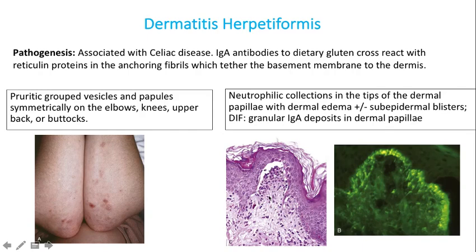So neutrophils in the dermal papillae, often there's associated edema, which can sometimes cause a subepidermal blister. But unlike bullous pemphigoid, these are grouped vesicles that are very itchy in a patient with gluten-sensitive enteropathy. And under the microscope, we're seeing neutrophils, not eosinophils. And if you were to do direct immunofluorescence, we would see a granular deposition of IgA molecules, kind of where these neutrophils are sitting, at the tips of the dermal papillae.